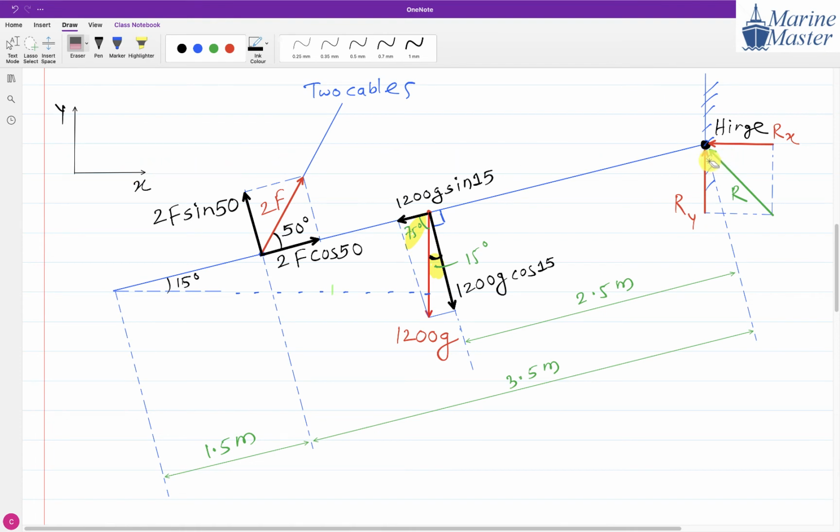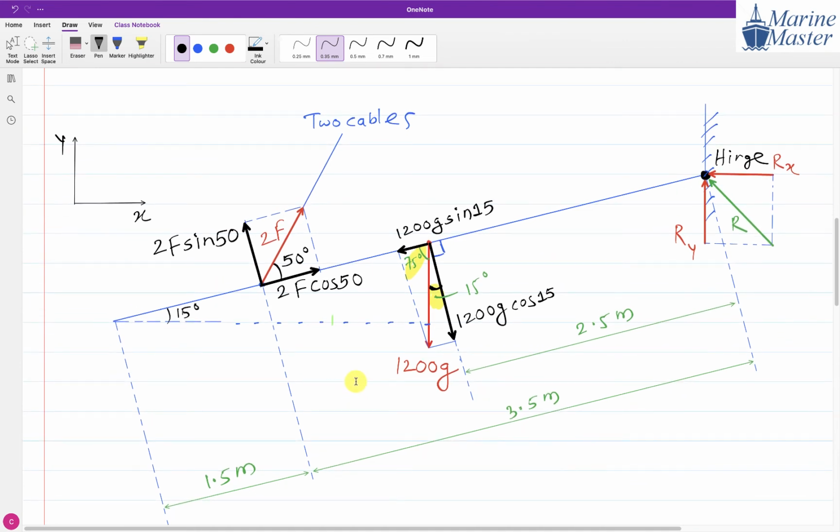So now, before going further, what you have to do? Show Rx, Ry, R, and this X and Y direction. Show all these things here on this drawing.